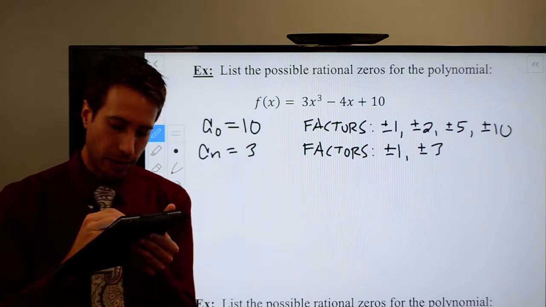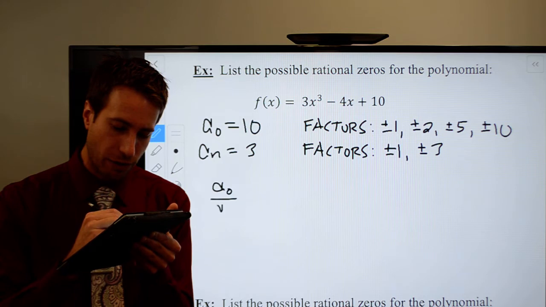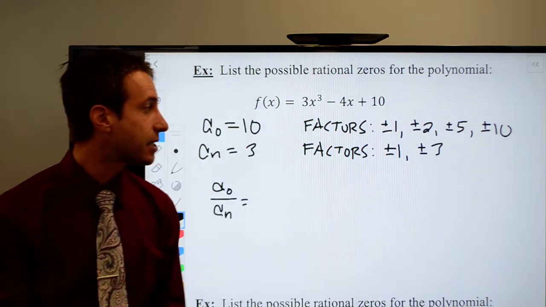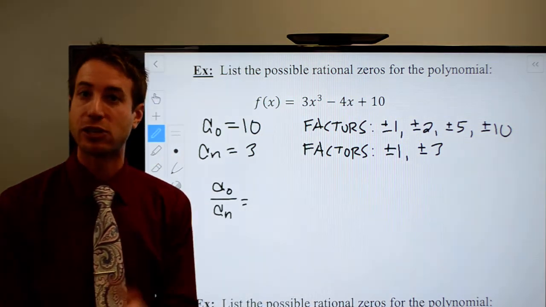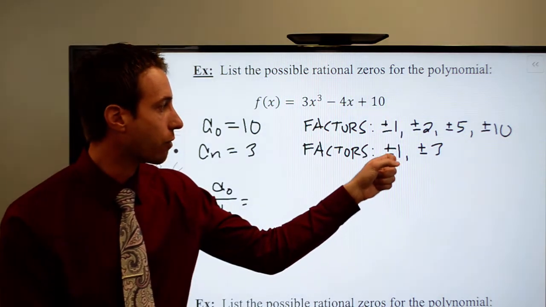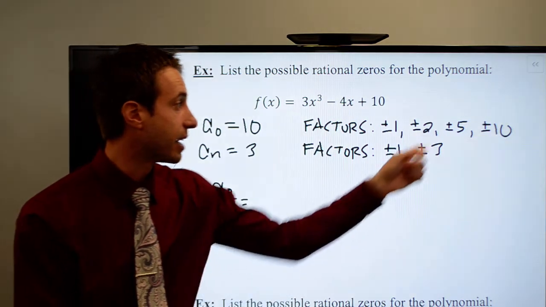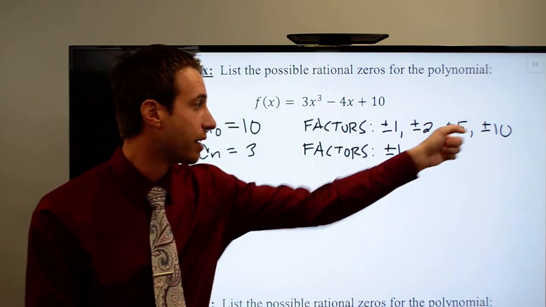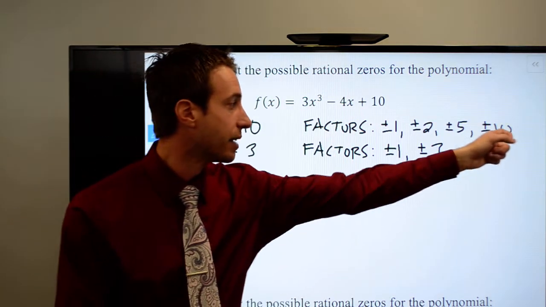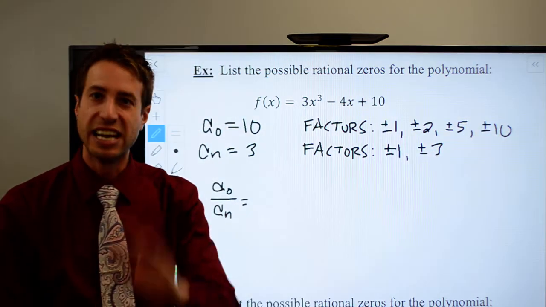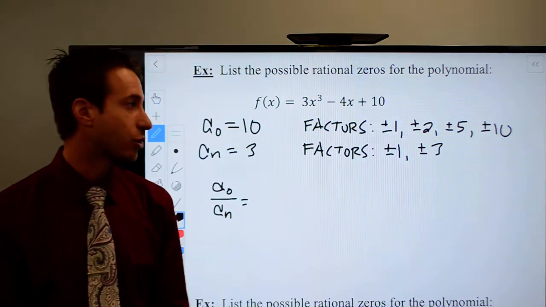Now what I'm going to do is write my list, a naught over an, and I'm just going to systematically work my way through to make sure I get all the possibilities. 1 over 1, 1 over 3, that's it. Then 2 over 1, 2 over 3, then 5 over 1, 5 over 3, then 10 over 1, and 10 over 3. Simplify them when you can, so let's go ahead and do that.